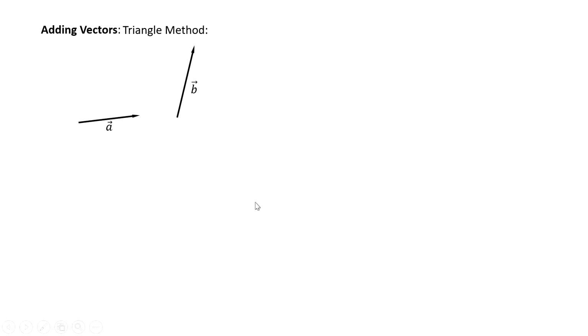Let's say we have two vectors A and B like this. And what are we supposed to do? We're supposed to find A plus B, vector A plus vector B. How do we do that using this so-called triangle method? Well, first draw the first vector A, right? But A was here. How can you draw it somewhere over there?